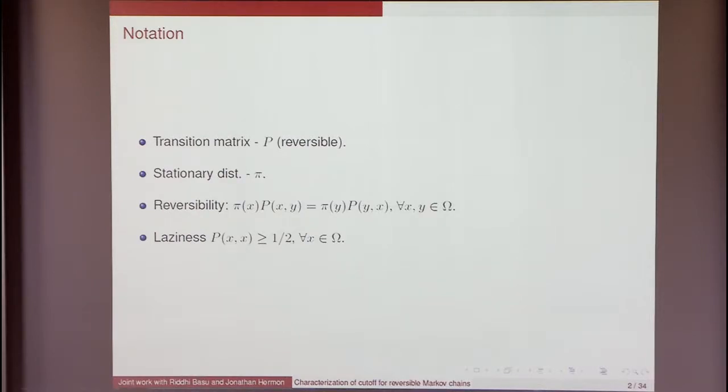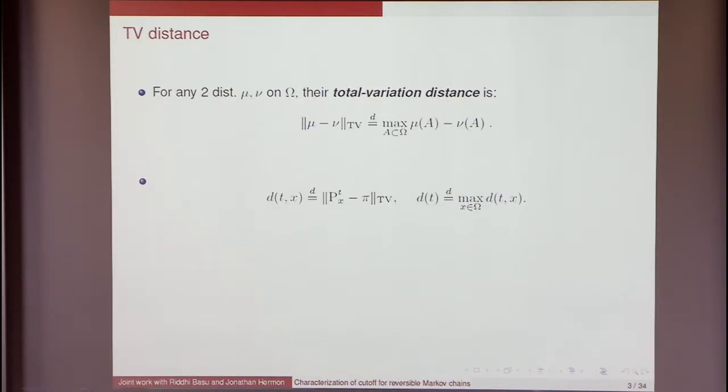And to avoid periodicity issues, we'll look at lazy chains, so that they stay in place with probability at least a half. There are other devices to avoid periodicity. This is the simplest one. And as usual, we'll measure distance to stationarity in total variation distance. So the maximum of the difference in probabilities between two measures. And d of t is the maximum total variation distance at time t.